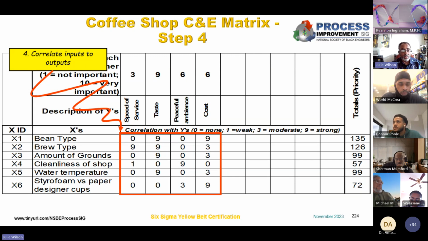And whether you use styrofoam or paper cups doesn't impact the speed of service, doesn't impact the taste. Some people think that using the designer cups or holiday cups this time of year does add to the ambiance. The type of cup does add to the cost. So now that you've got this grid filled out, now you do the mathematics.